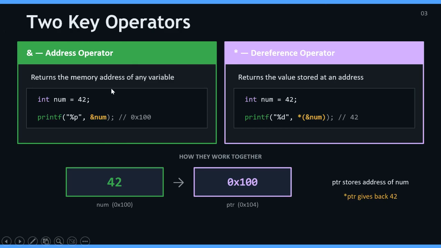Two key operators. The ampersand is the address operator. It returns the memory address of any variable. So if we call it on num, we're going to get the hexadecimal value. If we call the dereference operator on this address, then we get the value of num.